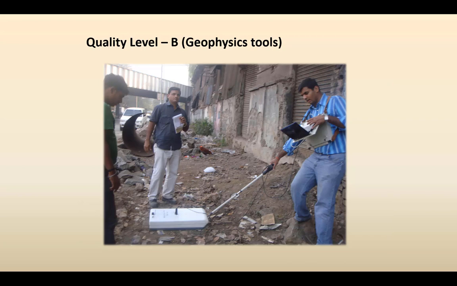Then comes quality level B, where you use geophysical tools. There are different kinds of geophysical tools: ground penetrating radar, induction locator, acoustic locator, etc. Now we will look at a few tools which are critical for doing a proper SUE, but it does not limit us because the technology is advancing day after day. New tools are coming in the market. So the idea is to use geophysical tools to actually locate, to designate rather, the utility as it is underground.